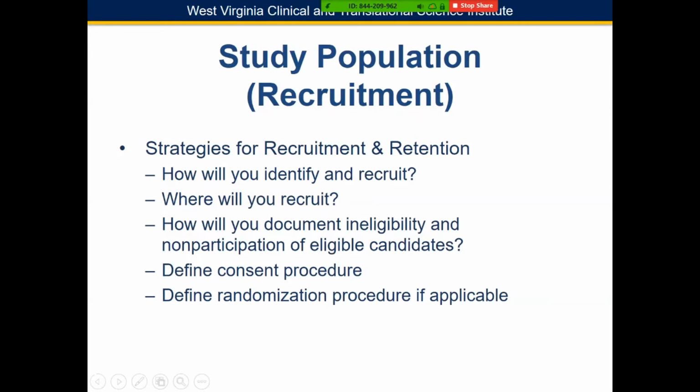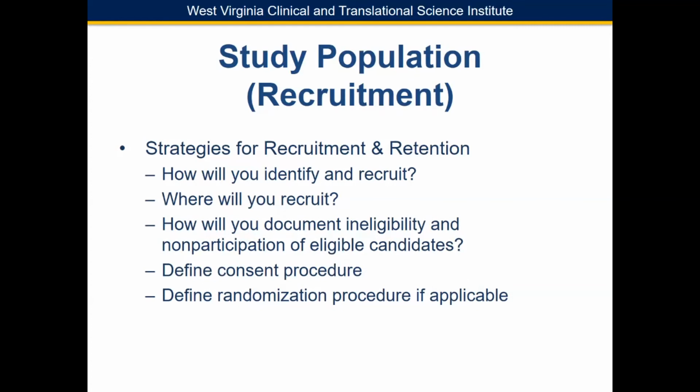I jumped ahead. Where will you recruit? Sorry. How will you document ineligibility and non-participation of eligible candidates? So kind of think about that as well. There's a CONSORT diagram, a simple flow diagram showing the enrollment of patients, their allocation to treatment, and disposition status in the clinical trial. The layout of a CONSORT diagram depends on the study design. That is required for many types of publications, so you would get a little bit ahead on your publication if you already had that in as part of your recruitment.